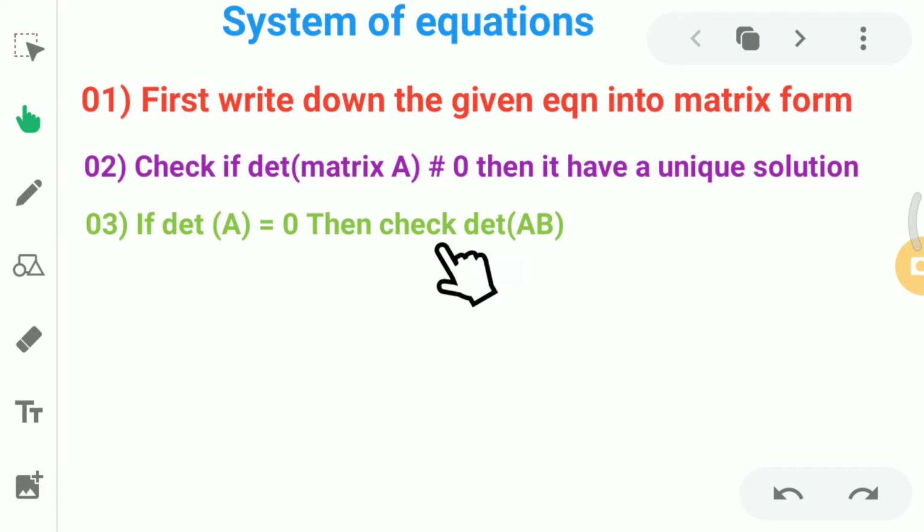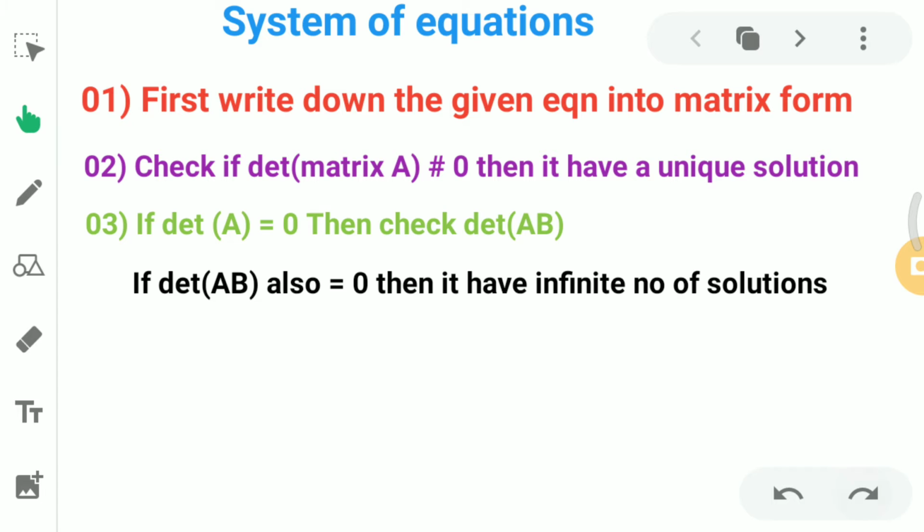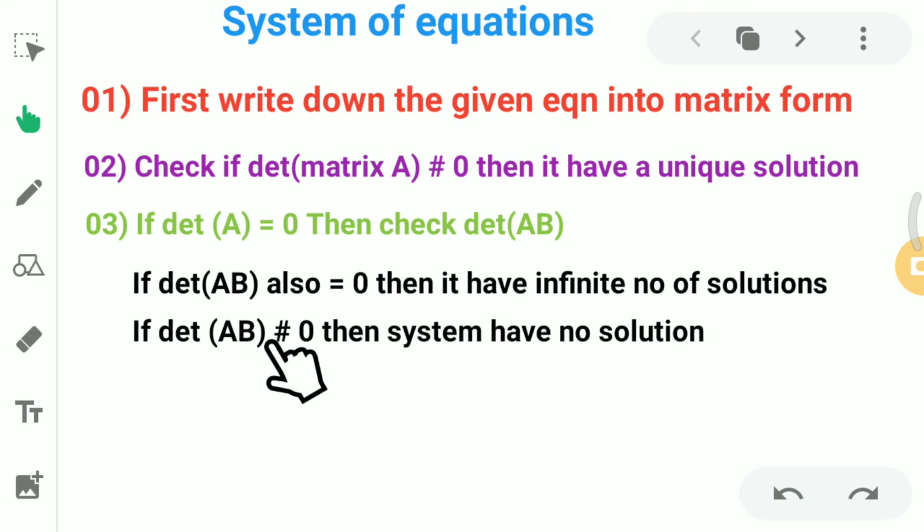If det A is equal to 0 and det AB is also 0, then we have an infinite number of solutions, friends. If det A is equal to 0 and det AB is not equal to 0, then the system will have no solution. Like this, we have another kind of question that will be asked in this system of equations, friends.